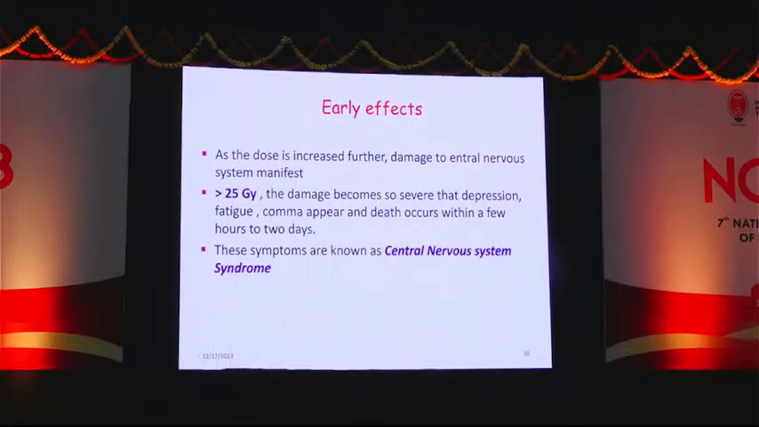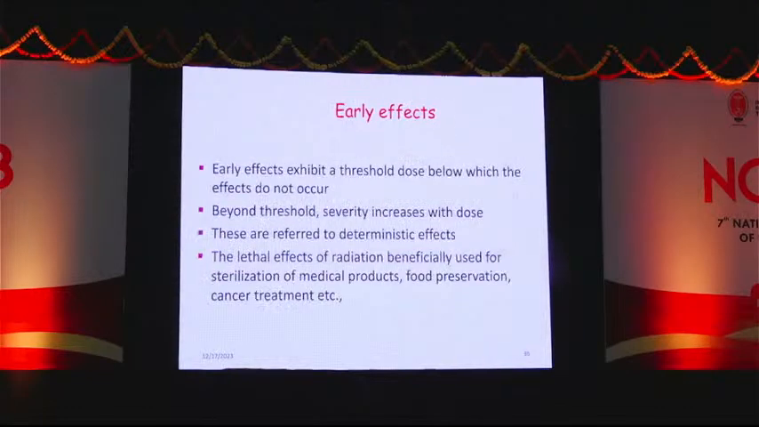As the dose increases, there is further damage to the nervous system. At 25 gray, the damage becomes so severe that depression, fatigue, and coma appear, and death occurs within a few hours to 2 days. These symptoms are known as the central nervous system syndrome. For early effects there is a threshold dose below which the effects do not occur. Beyond the threshold, severity increases with dose. These are referred to as deterministic effects. The lethal effects of radiation are beneficially used for sterilization of medical products, food preservation, and cancer treatments.